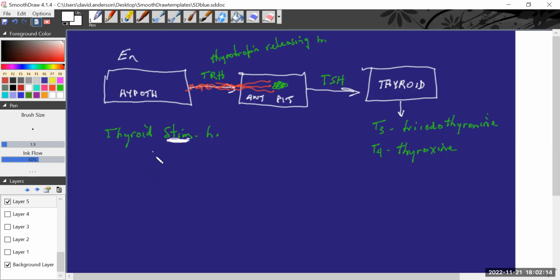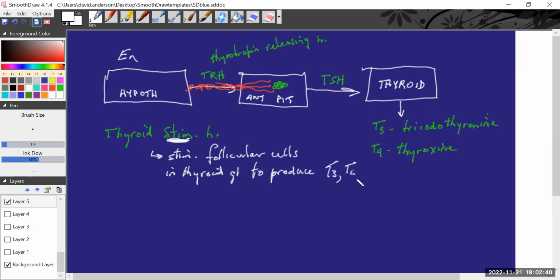So it stimulates what are called follicular cells in the thyroid gland to produce T3 and T4. So that's pretty easy for TSH. It's going to stimulate the thyroid gland. The name tells you what it does. The name tells you what its target tissue is. So it's a great name and an easy one to remember as far as that goes.